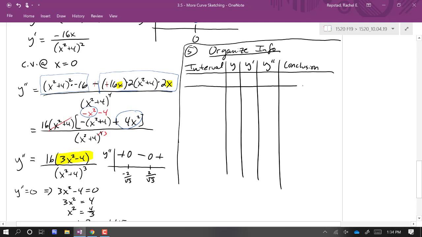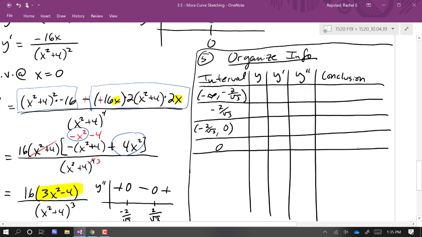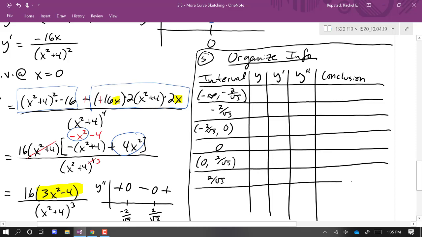So we're going to start at minus infinity to minus 2 over root 3. Then we stop and see what's going on at minus 2 over root 3. Then we go from minus 2 over root 3 to our next value in order, which is 0. That's our critical value. Stop and see what's going on at 0. Then 0 to 2 over root 3. Stop and see what's going on there. And then 2 over root 3 to infinity.